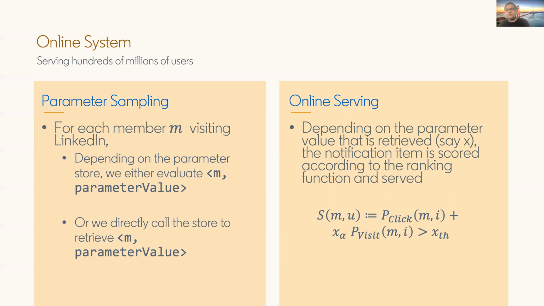The only thing you need to do is store the PDF in some online store, and now you have very little data, and then you can apply the online resolution function when the member visits the platform. You can resolve what is the configuration you want to apply, and then you want to score. And that's what we show over here. So depending on what the parameter is, let's say you resolve it to x alpha and some value of x alpha and x threshold, then you would apply the decision function, and then decide whether you want to send a notification or drop the notification.